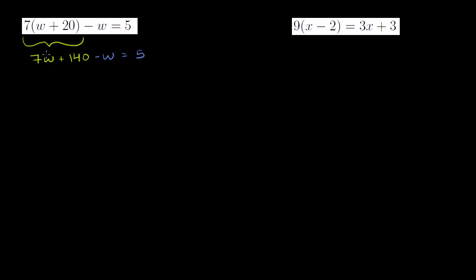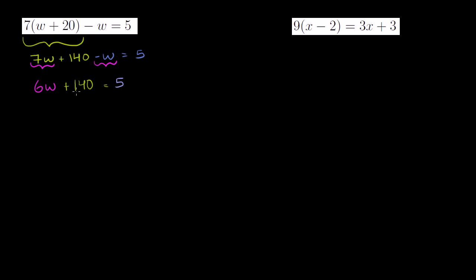And now, just like I talked about, we can merge. We can take 7w, and from that we can subtract a w. So if you take those two terms, you get 6w. If I have 7 of something and I take away 1 of that something, I have 6 of that something. So I have 6w plus 140 is equal to 5.